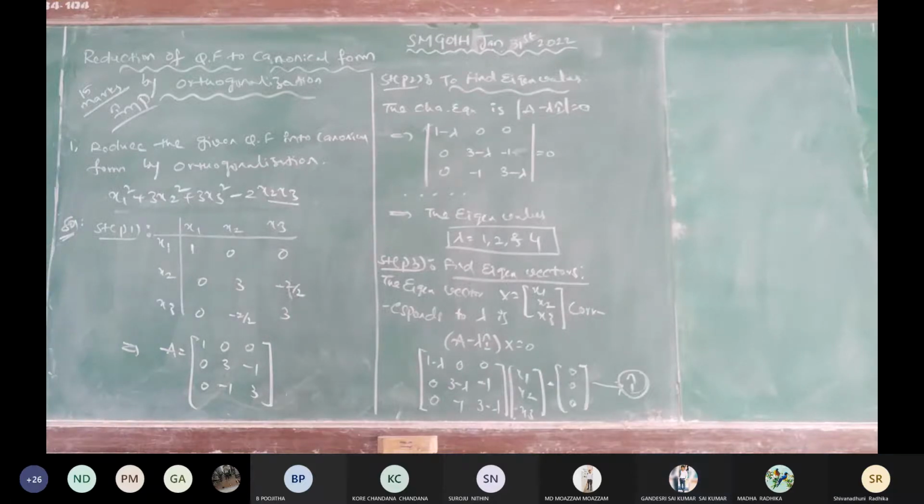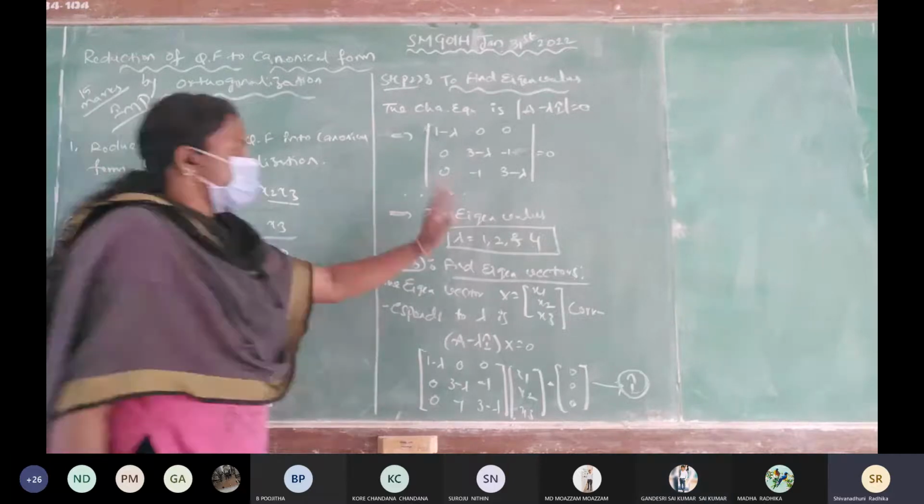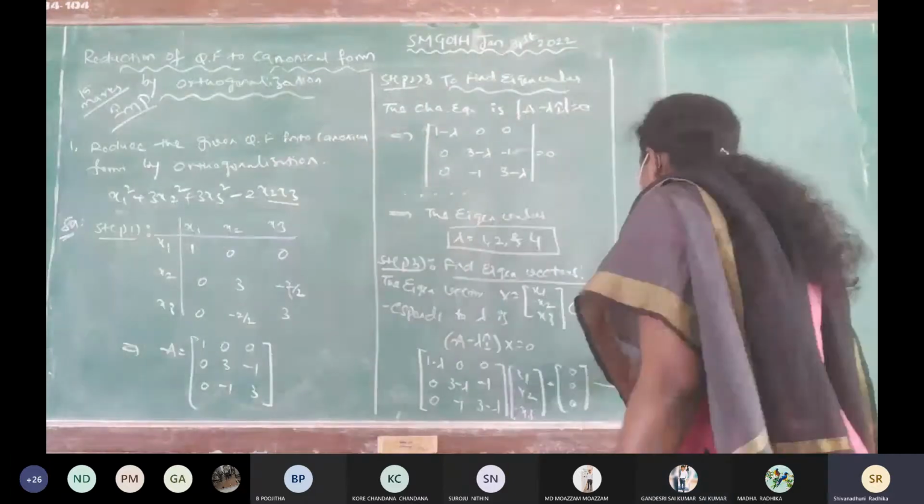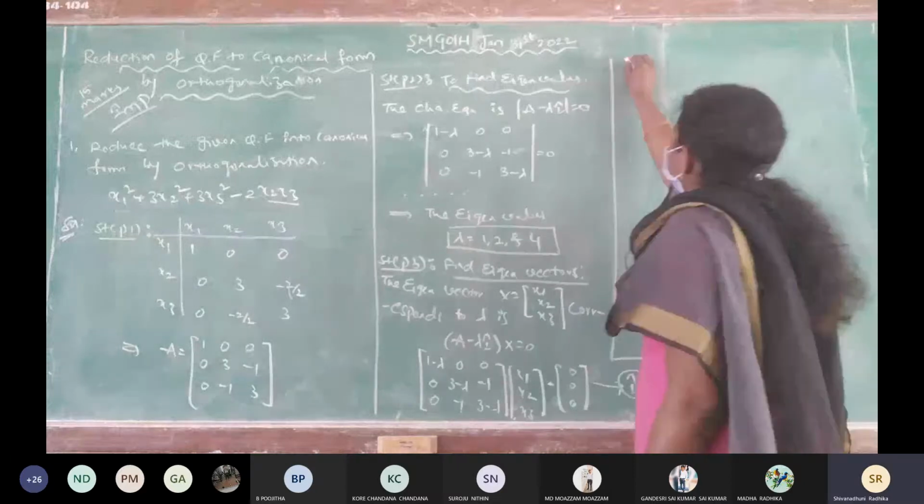Okay, next. How many eigenvalues do we have? 3 eigenvalues total, so we have 3 cases. Clear? Now go through the cases.